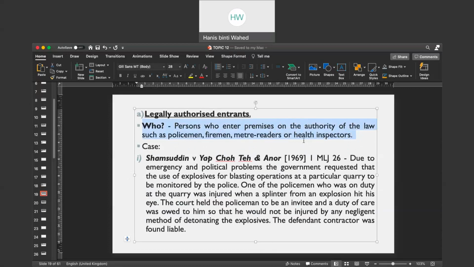Okay. Contohnya, you boleh baca the case of Samsudin. Dalam case ini, the court held that the police yang enter into the premise was considered as an invitee. They are the legally authorized entrants. And because of that, the occupier has a duty to ensure that the premise was safe untuk avoid any injuries to the police. Okay. Alright.